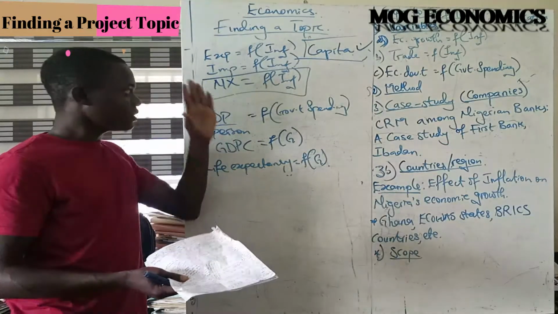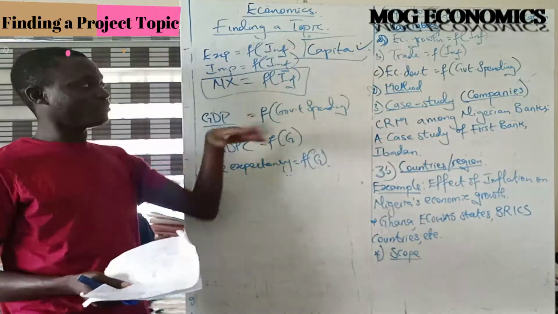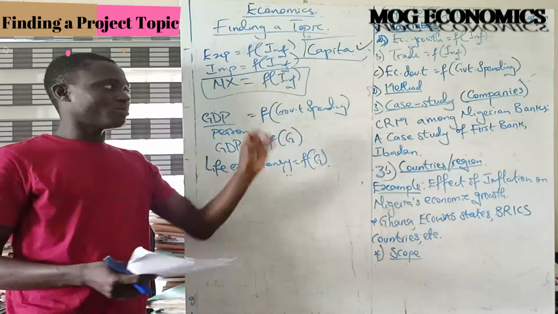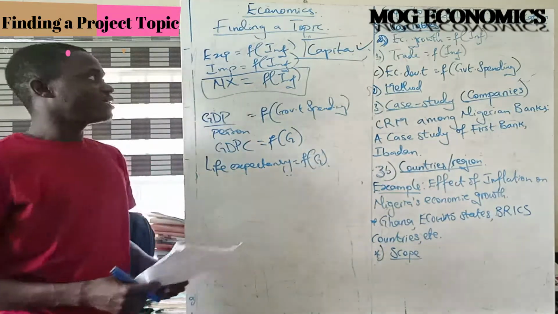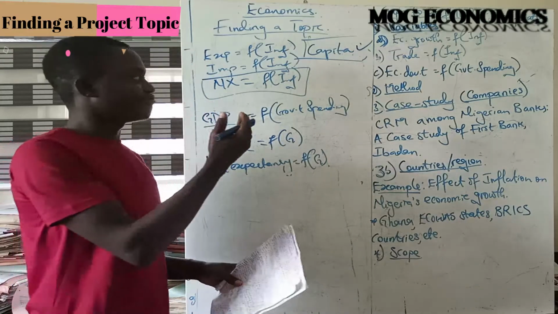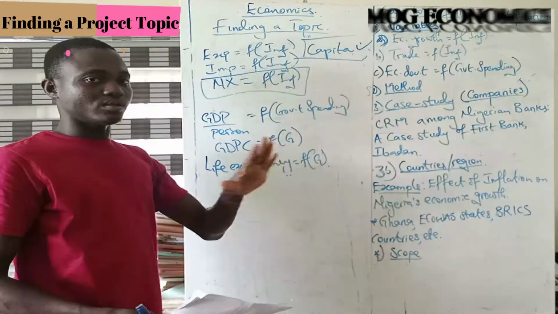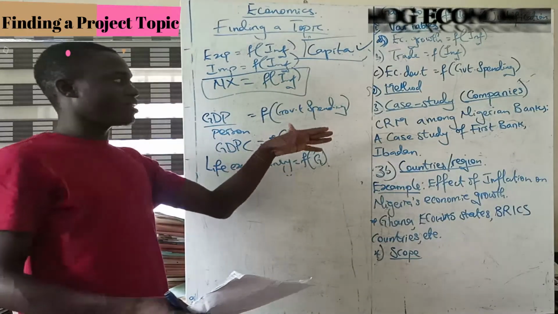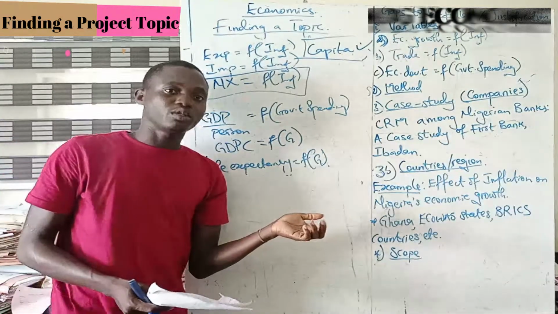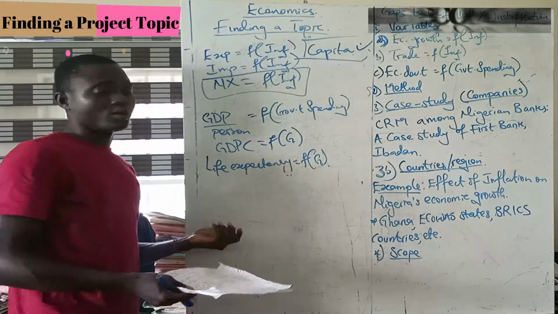So now I've explained how you can generate topics from variables, from adjusting variables and so on and so forth. Now the next one is method. Alright, how can you generate your topic from the method that you are using? Now let's say that we are looking at inflation and economic growth. After going through other related research work, you will discover that the method that people have been using is the MLR, multiple linear regression model. Okay, so you are now like, I don't want to use MLR.